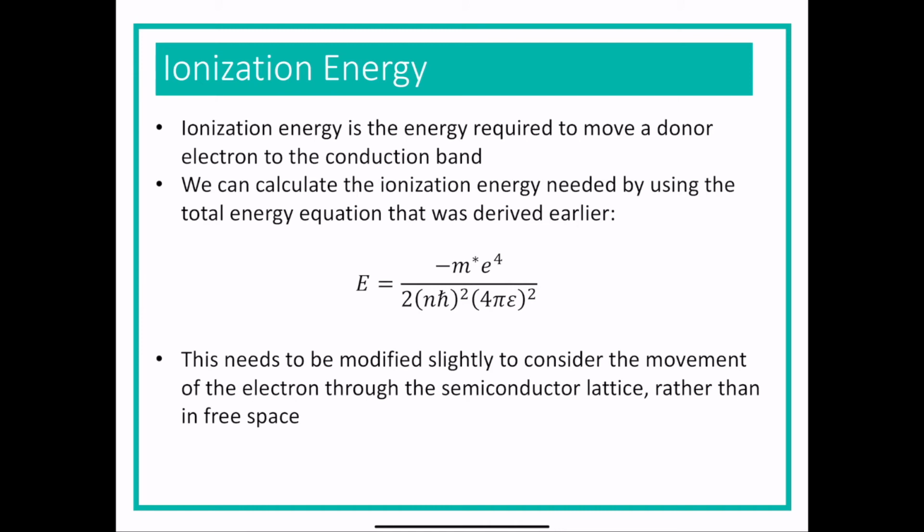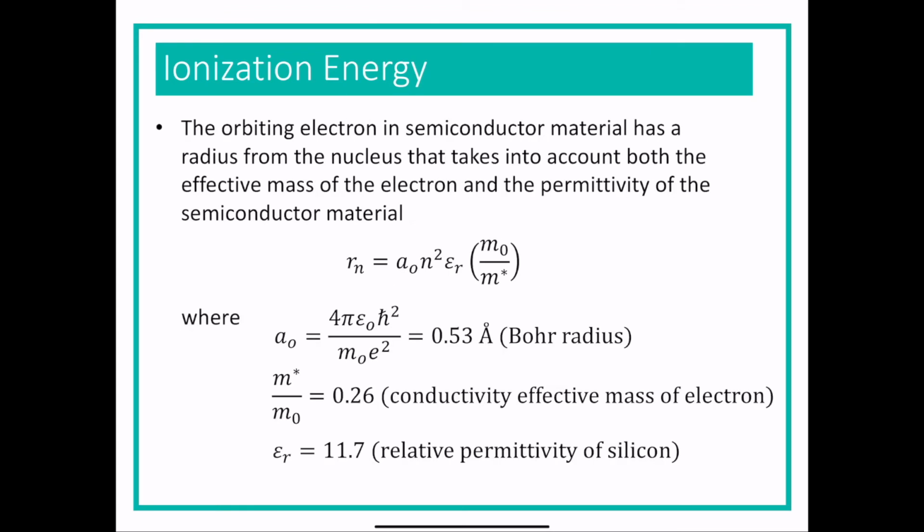And it takes both the effective mass of the electron and the permittivity of the semiconductor material into account. So notice that on this particular equation, the permittivity right there, that's the permittivity of free space. We're not in free space, so we're going to change it just a little bit, and we're going to use the relative permittivity and figure out what this orbiting radius is. Note that in the equation above, you have a naught, that was the Bohr radius. We talked about that earlier. That's just where we expect an electron to be.